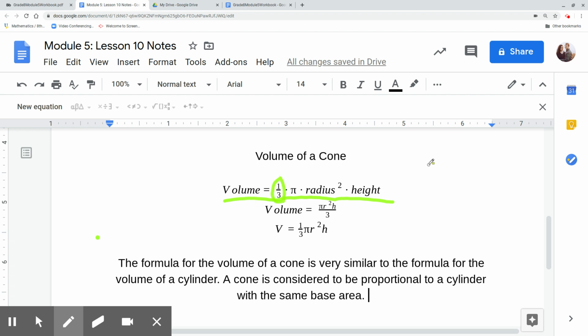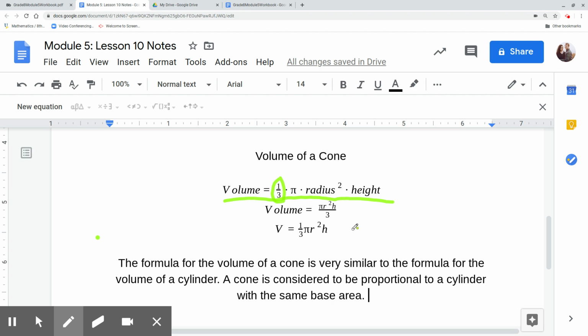So in this way, what we're looking at is that cylinders and cones are proportional to each other, in that if you can find the height and the area of the base, you will have like 1/3 of the volume if that information is the same.